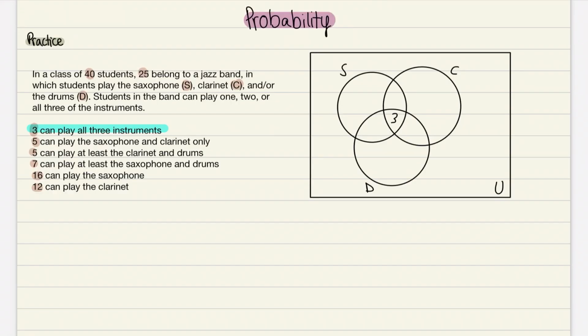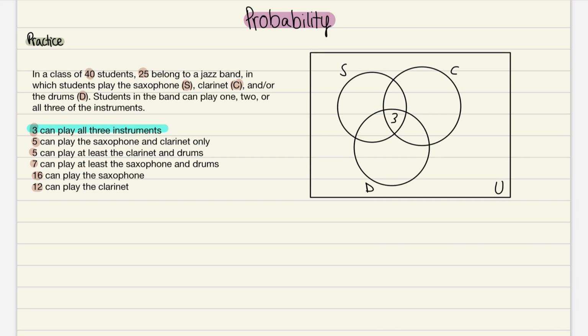Okay, so in this question, we're being asked that there are 40 students and 25 of these belong to a jazz band. So the rest 15 don't belong in the jazz band. Now in the jazz band, a student can play one of or two of or all three of these instruments. The saxophone, which will be represented by S, the clarinet, which will be represented by C, or the drums, which will be represented by D. And then we've been given these statements below, which will help us figure out how to draw the Venn diagram.